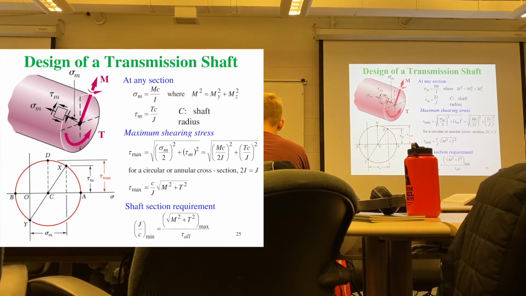Because basically it's like this. This thing is bent that way, under torsion. So we are trying to get the maximum combination divided by the allowed stress, and then J over C minimum. J is a function of C, J is pi over 2 C to the fourth. So we get the C. But I doubt this will happen.